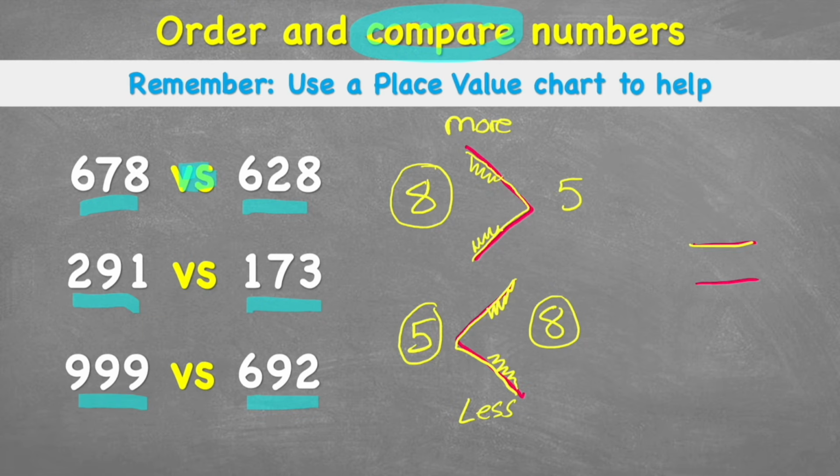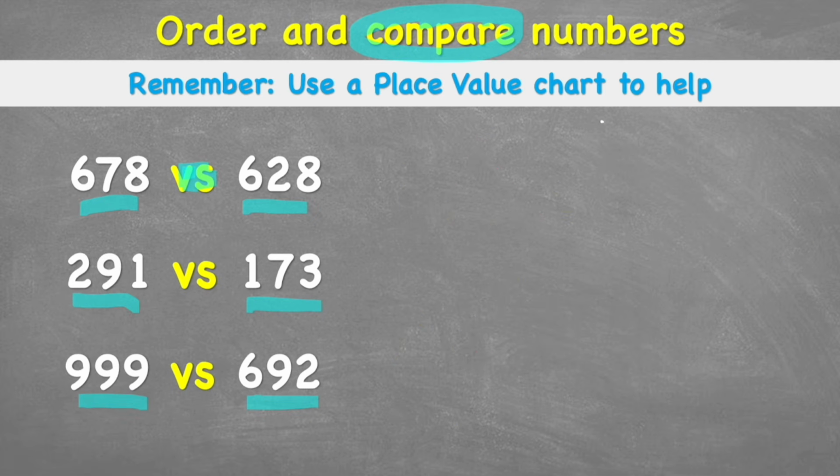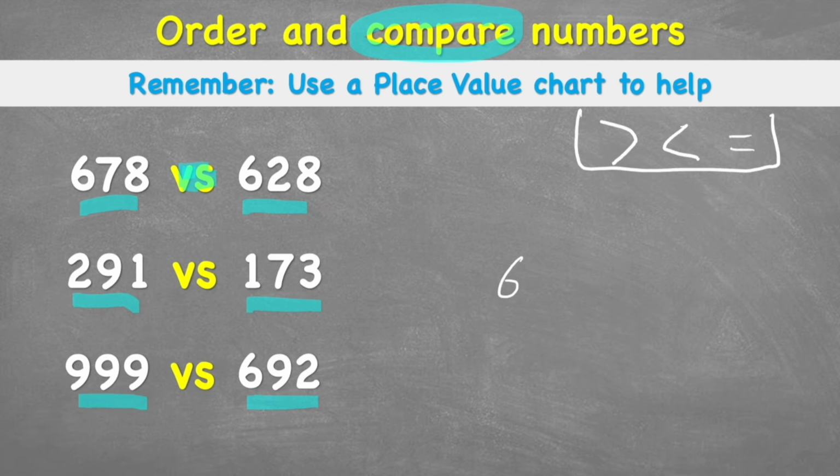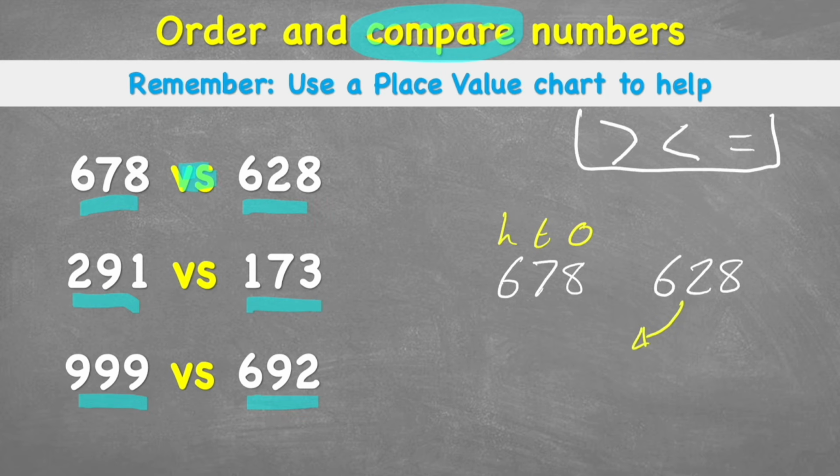And our equal sign simply means equals. It means that what's on one side is the same as the other side. So let's put our three symbols up here just so that we remember them. And let's begin. And I'm going to look at my 678 versus 628. So I have 678 and 628. Well, what am I going to do to help me? That's right, I'm going to put them in my place value columns again. Ones, tens, and hundreds. And let's bring this number down below.